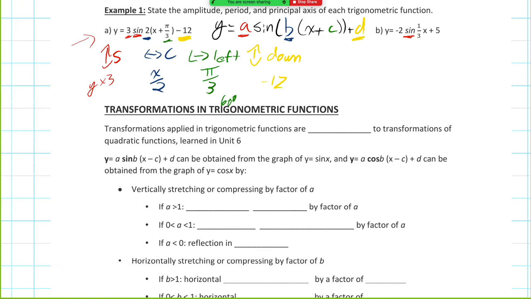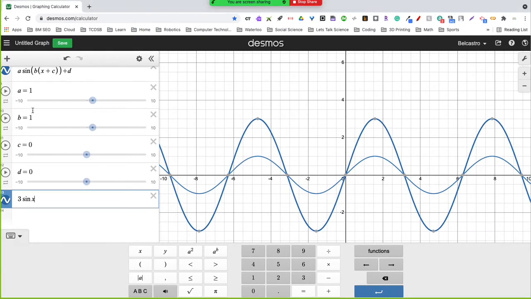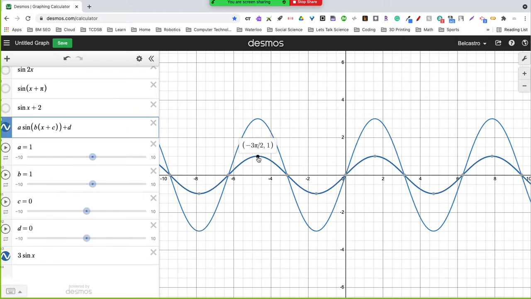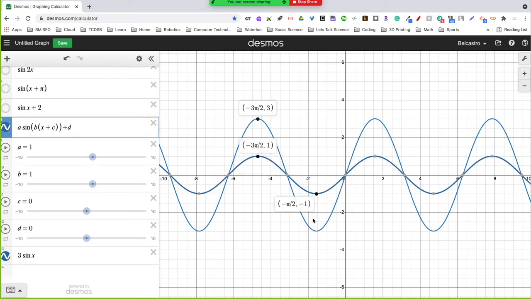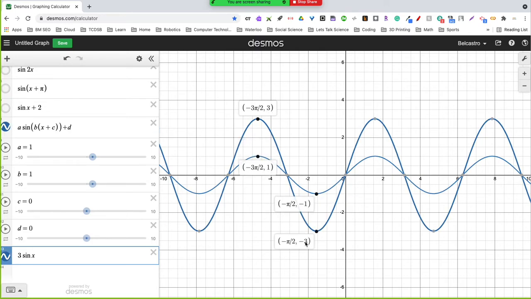Pardon me. If we were to show this graphically, I'm going to jump onto Desmos so we can take a look at it. We already have 3x. You'll notice that the y value has been multiplied. Their maximum, what used to be 1, is now the value of 3, and the minimum that used to be negative 1 is now negative 3. So it's really impacted the vertical stretching, or in this case specifically, stretch.